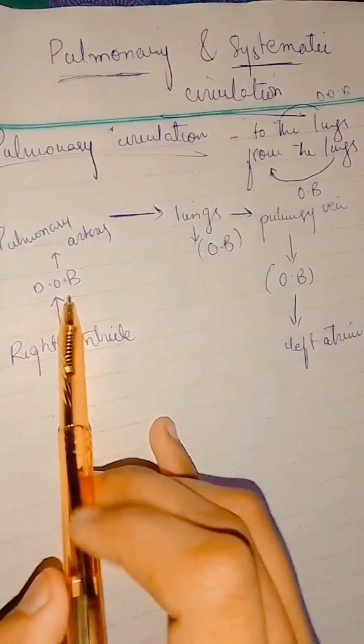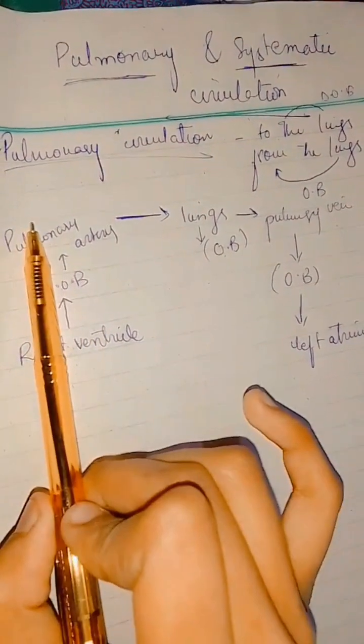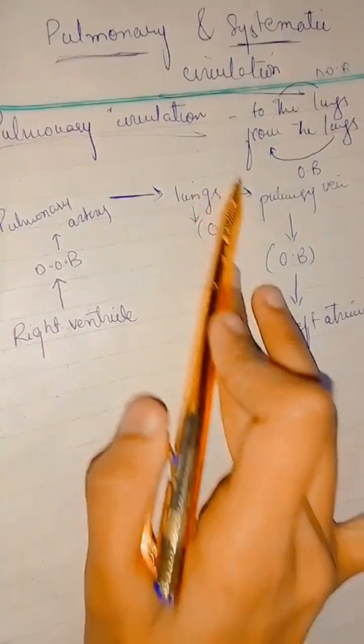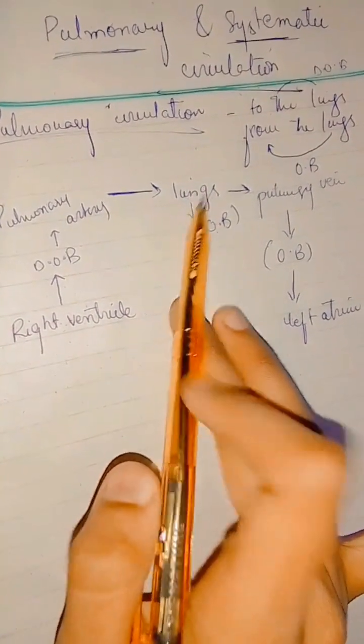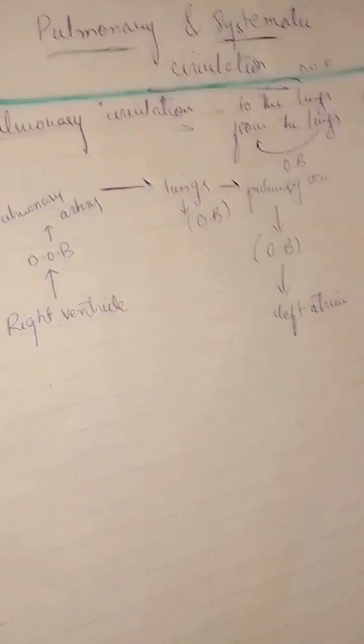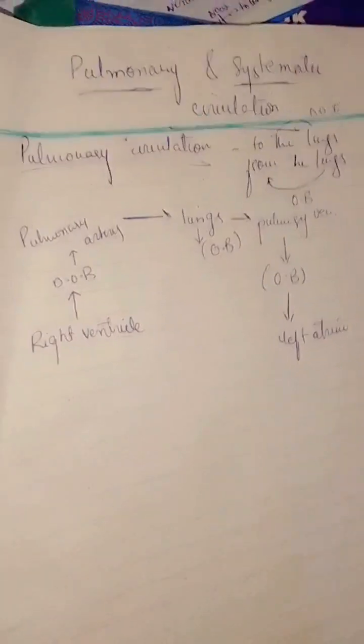Then again the cycle repeats: the deoxygenated blood will move from the right ventricle to the pulmonary artery, and the pulmonary artery will carry this deoxygenated blood to the lungs, and then there will be oxygenation. Then the oxygenated blood will be carried by the pulmonary vein to the left atrium. That is the pulmonary circulation.